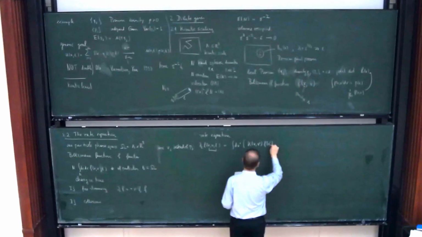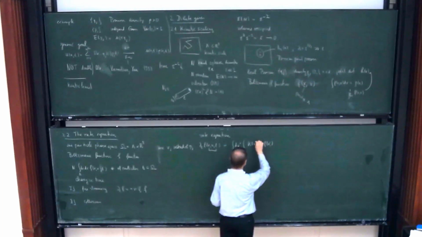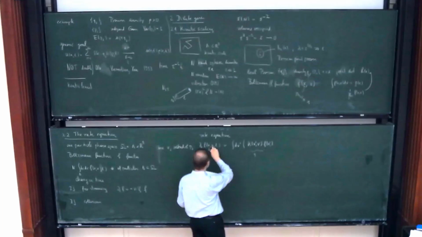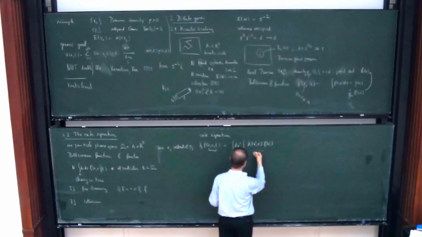Sorry, I used a different notation: how much is scattered from V prime into V. And so this will give me the gain term. If I'm asking myself how this function is increased, I mean, with a given velocity, then there must be a collision which has generated this velocity. So this will be the gain term.